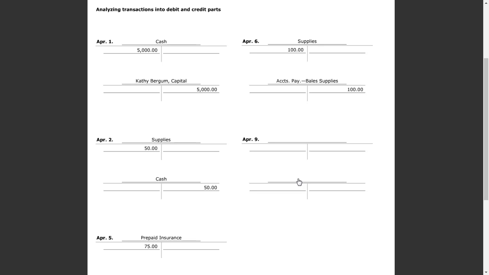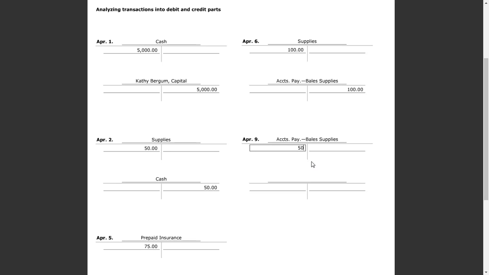We currently owe them $1,000, and then because I pay them, I owe them $1,500. Do we owe them more money or less money? Less. So accounts payable Bale Supply needs to go down. Accounts payable is a liability. Liabilities have a credit normal balance. So if I need it to go down, I need to debit. So accounts payable Bale Supply is being debited for $100, and cash is being credited for $100.